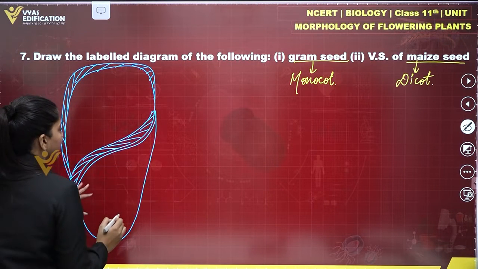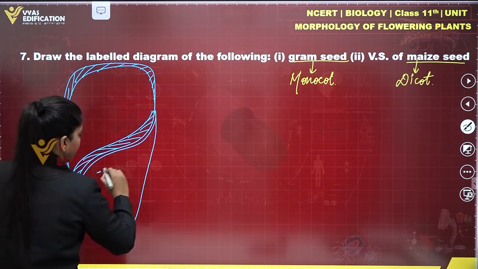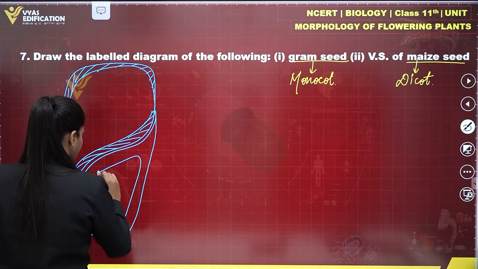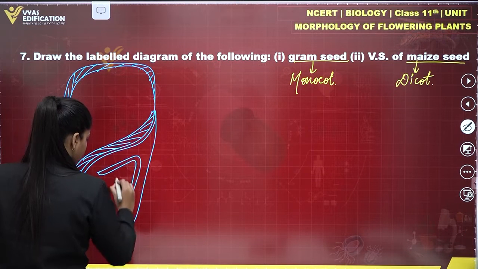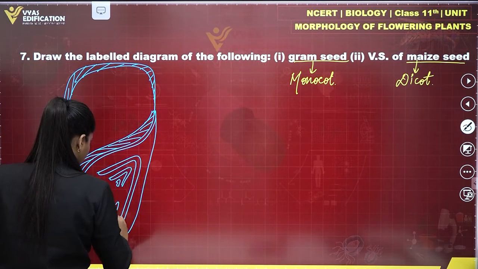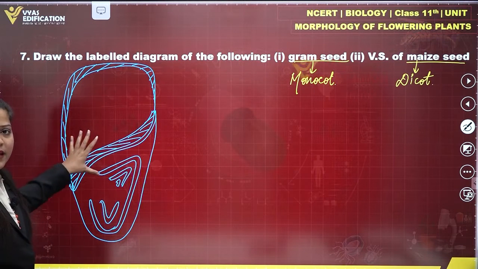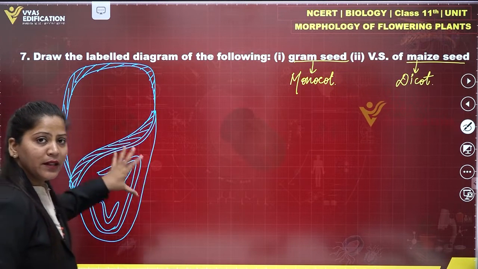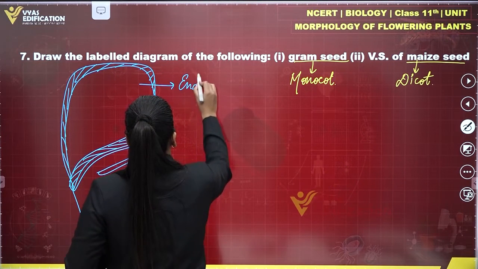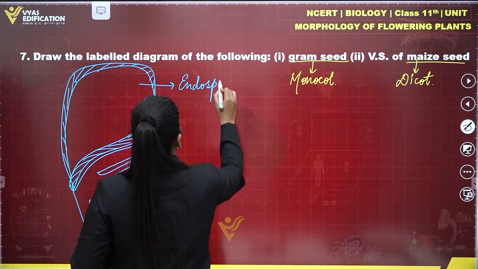Right, so this is the diagram of monocot seed. Here we have these kind of structures. Now, this is the complete diagram, and now I am going to label this diagram. So first of all, this is the endosperm.